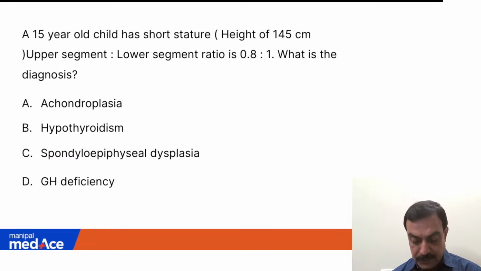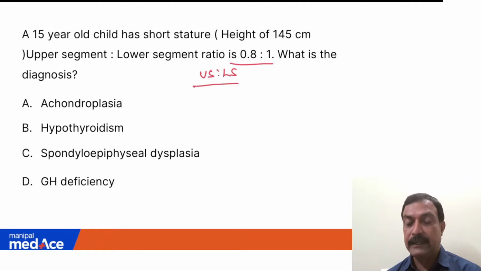The next question is: a 15-year-old child has short stature. Height is 145 centimeter. Upper segment to lower segment ratio is 0.8 to 0.1. What is the diagnosis? Here, we have to see whether the upper segment to lower segment ratio is maintained. That is what we have to see.